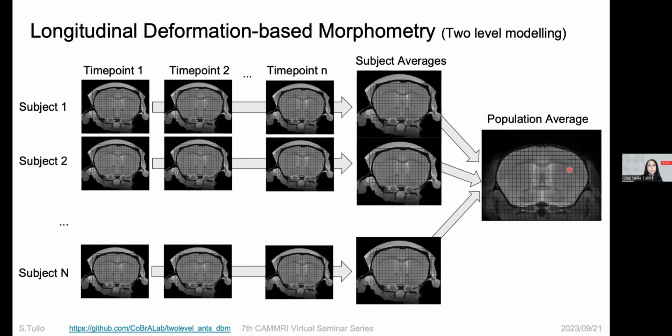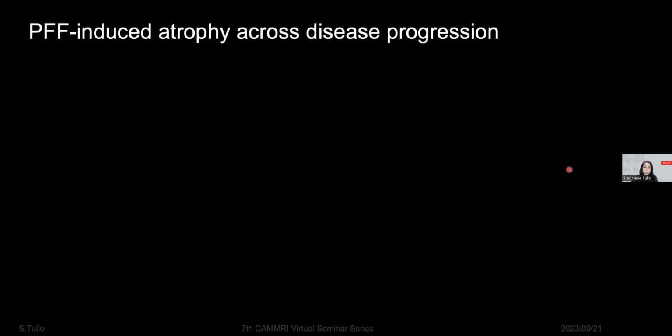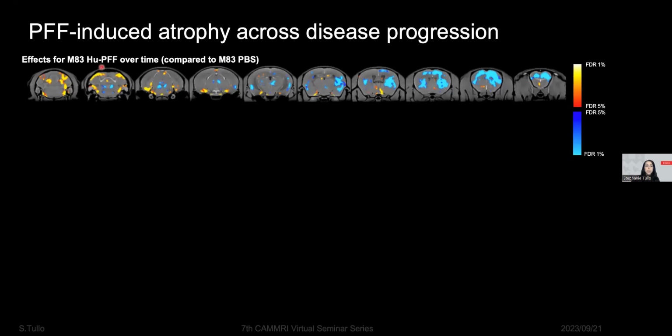And so what we did first was we performed linear mixed effects models at every voxel in the brain using the deformation fields. Here I'm showing the results for the PFF-induced areas, where we see differences in trajectories over time in terms of volume. So here I'm showing the effects for the M83 mice that received the fibrils compared to M83 mice that got the saline injection over time, looking at this two-way interaction.